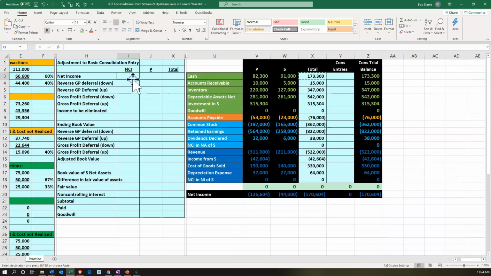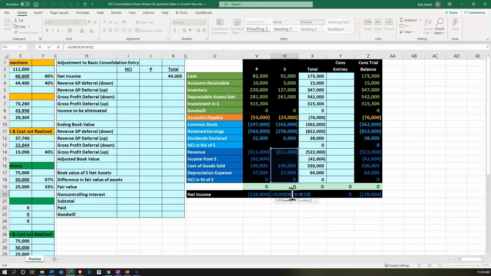All right, so now we're going to break this information out. I'm going to start with the net income and I'm going to break that out between the non-controlling, the parent, and the total. So let me pick up the total first. What I'm talking about is negative of this 44,000, the income here, which is revenue minus expenses for S 20X4.